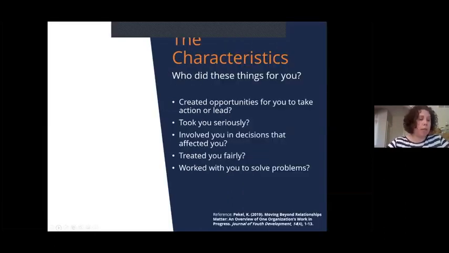The next characteristic is thinking about someone who created opportunities for you to take action and lead, someone who took you seriously. People mentioned that in the chat, that they treated you as an adult. They let you have conversations about controversial topics, involved you in decisions that affected you. That's a really big one, letting you have a voice, treated you fairly, helped you with problem solving, giving you a chance to lead and collaborate together. And so this one is about sharing power.